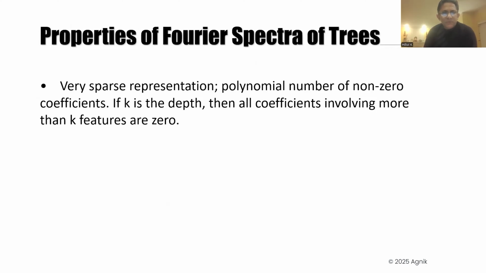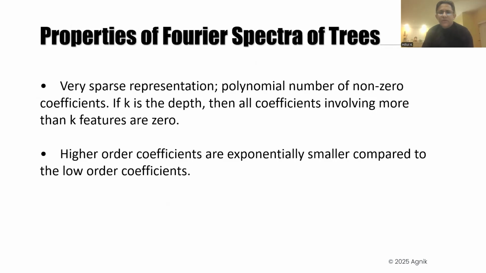Number one, the Fourier spectra of functions that can be represented by trees is very sparse. It has only a polynomial number of non-zero coefficients, as long as the depth of the tree is bounded. If k is the depth, then all coefficients involving more than k features are zero. So that's good to know.